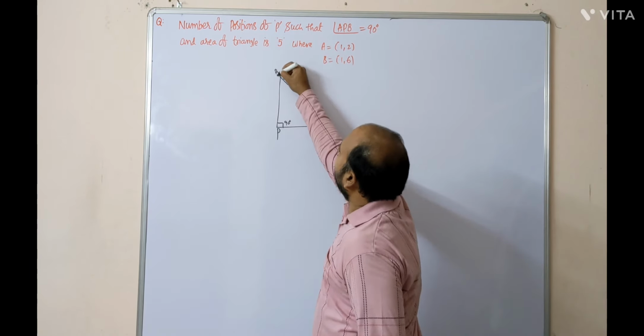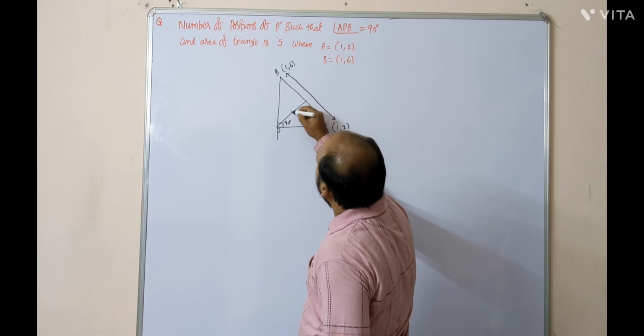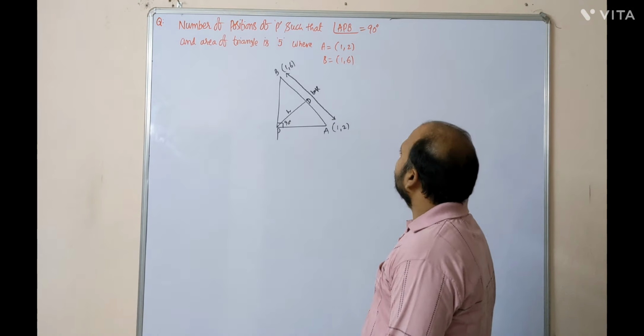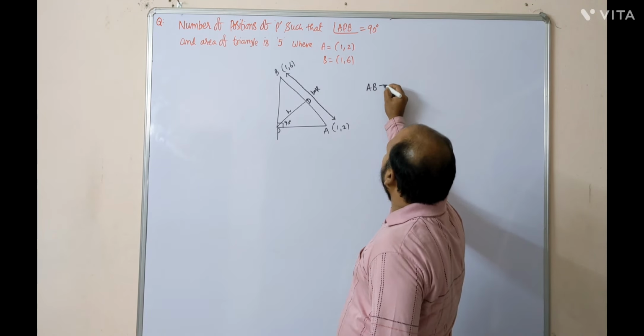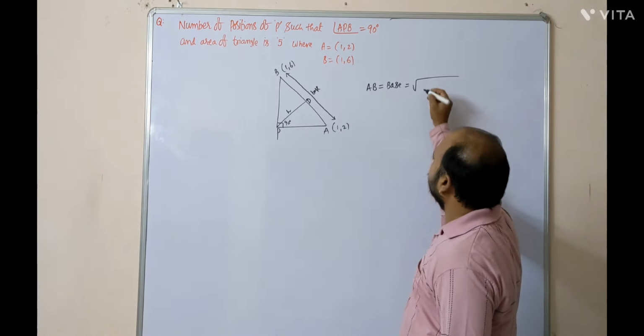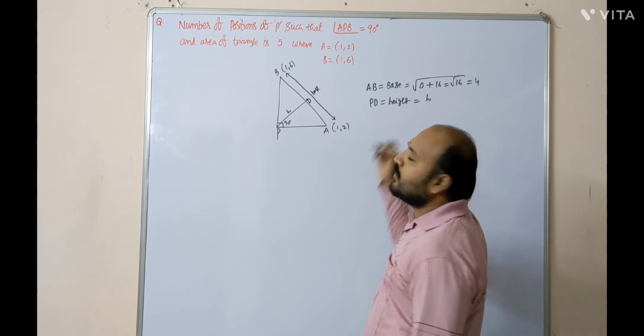After that, the distance between these two, if you calculate, whenever it is a triangle, this is the base, this is the height. From here to here, PD is the height. So AB is equal to the base, that is equal to square root of (1 minus 1) whole square, 0, plus (6 minus 2) whole square, so 16. Root 16 equals 4. So base is 4. Height we don't know, so PD is the height. I am taking that as h.